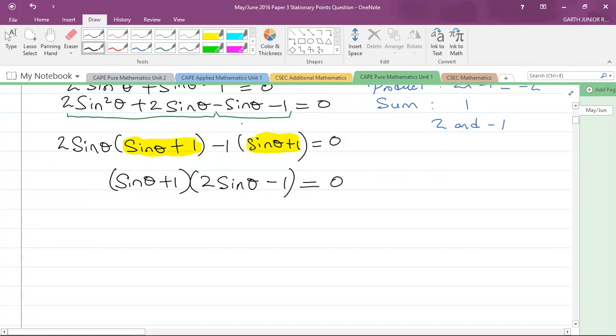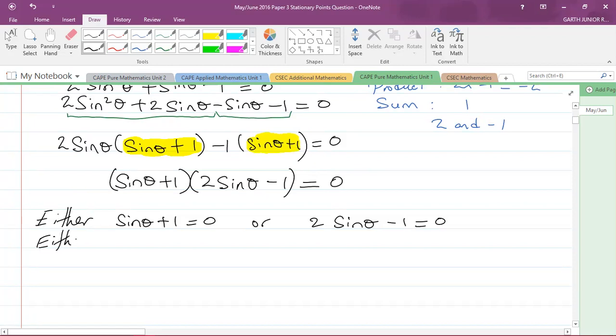All right, and I need to find my values of theta. So if I have sine theta plus 1 multiplied by 2 sine theta minus 1 being equal to 0, then it means that either the first one equals 0, so either sine theta plus 1 equals 0, or the second one equals 0, right? So or 2 sine theta minus 1 equals 0. Good.